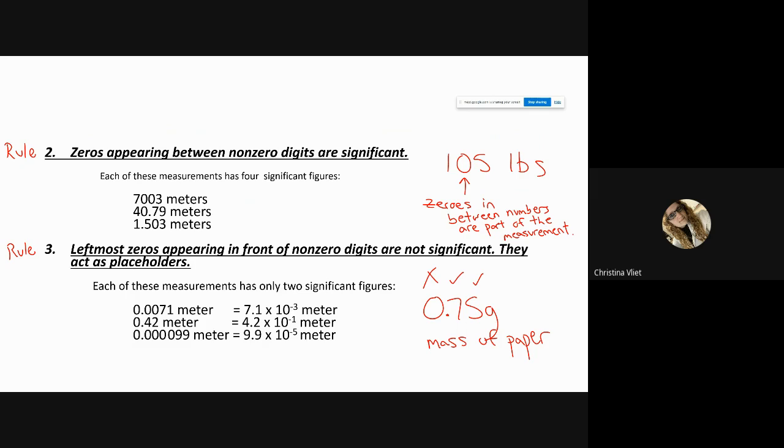But for the purposes of measurement, if I tell you 0.75 or I tell you .75, there's no difference. I've measured the same mass regardless. So it's just something important for you to note. And if there was a 0 after the decimal point?